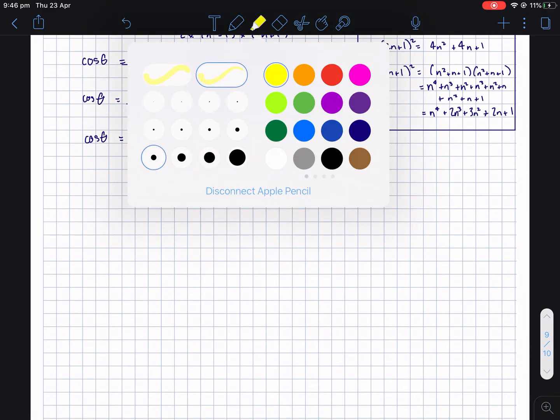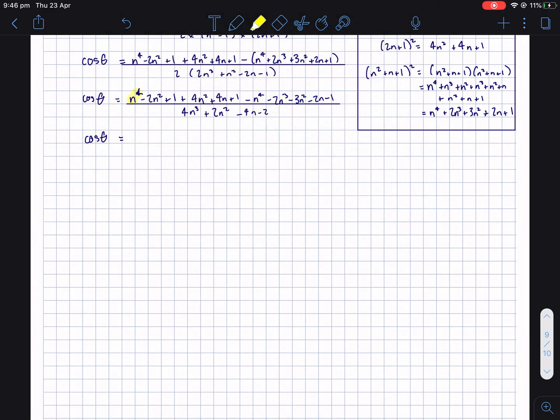Okay, let's go through. N to the 4 minus n to the 4 disappears. Now let's look for n cubes. I've only got this one, I think. So I've got negative 2n cubed. Now let's look for n squareds. Negative 2n squared plus 4n squared, take 3n squared. So negative 2 plus 4 is 2, take 3 is negative 1. So take n squared.